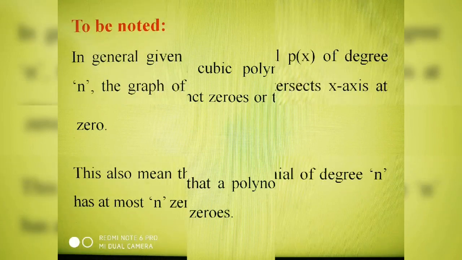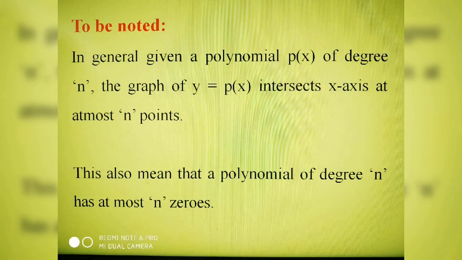You have to remember an important point. In general, given a polynomial p of x of degree n, the graph of y is equal to p of x intersects the x-axis at most n points. This also means that a polynomial of degree n has at most n zeros. So this is all about the geometrical meaning of the zeros of a polynomial.